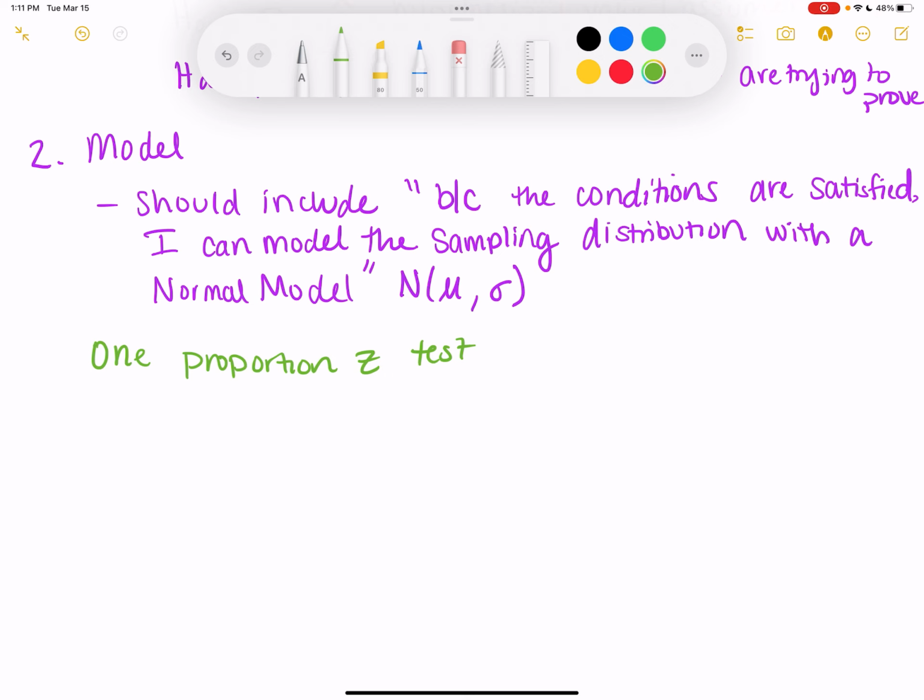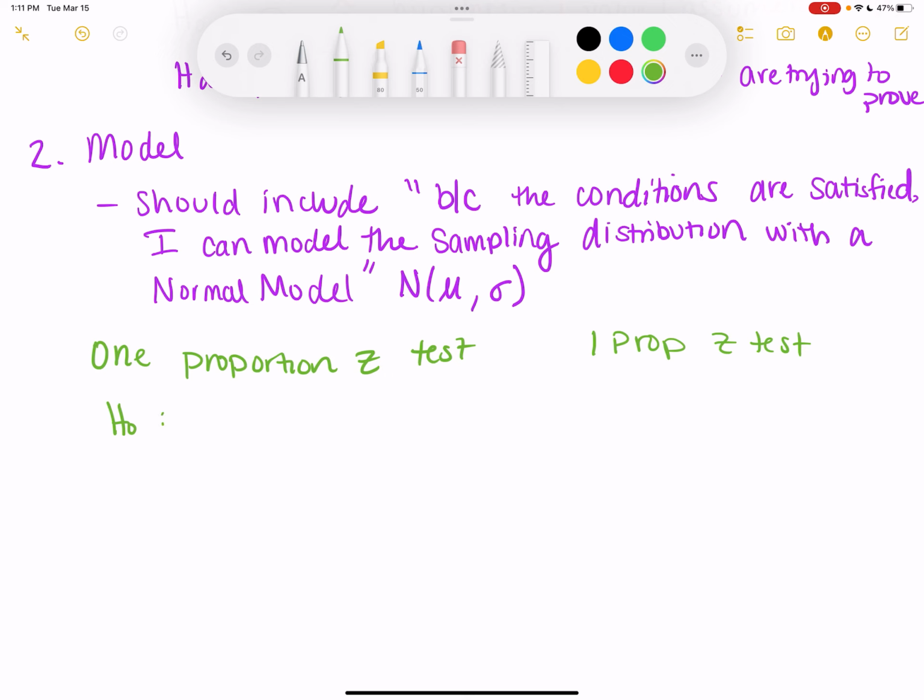On your calculator, it's written as 1 prop Z test. Notice, it's not 1 prop Z interval, it's 1 prop Z test. Guys, it has colors on the calculator. That's the one that I was trying to hit earlier. I hit test instead of interval, and then tried to hit interval. Like, what is this? Why are there colors?